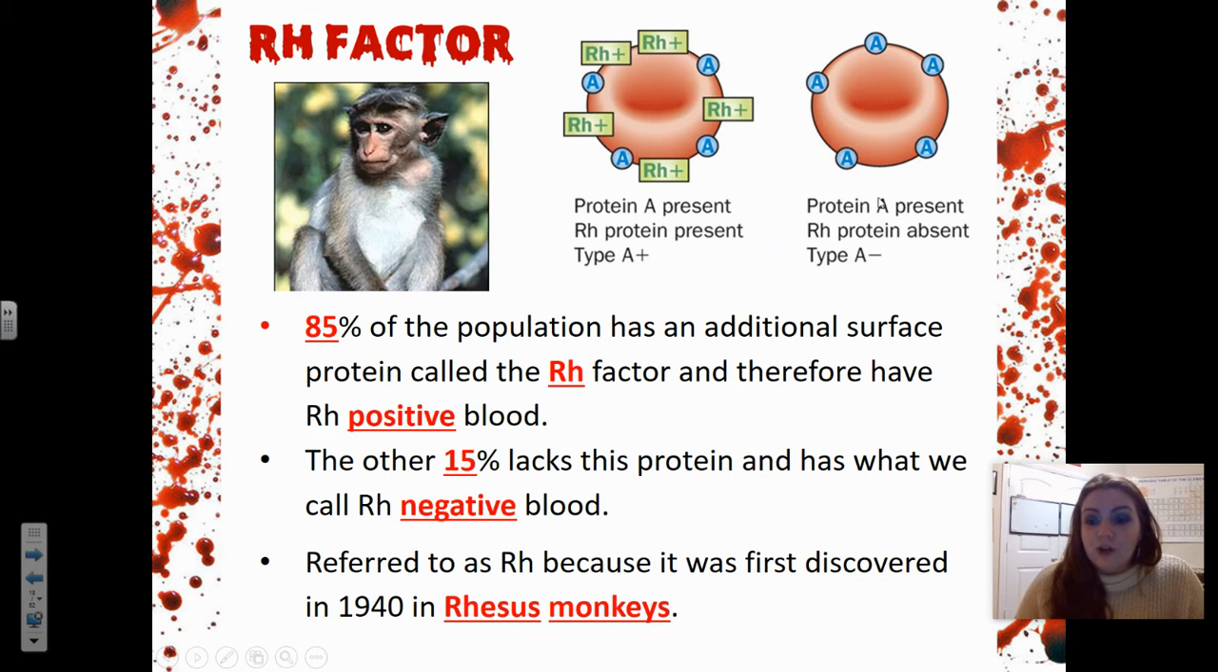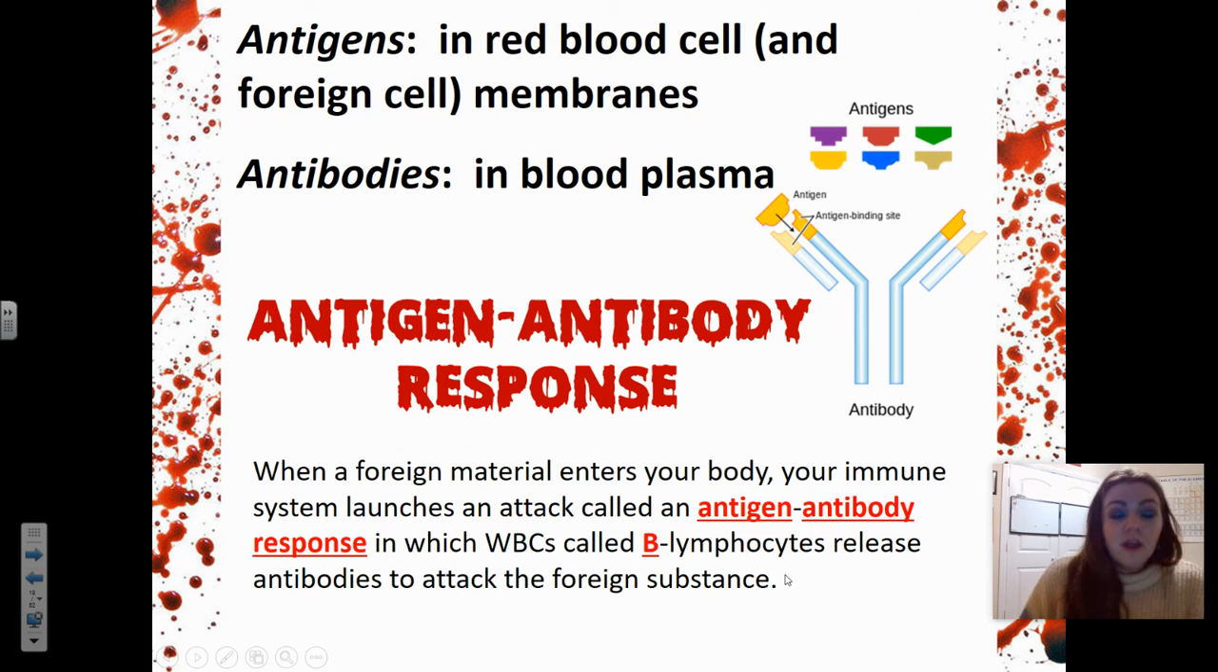It just means you're negative for not having it. You don't have it, so they're saying you're negative, just like if you had a negative test for COVID, you don't have it. Okay. So if you have a negative response for the Rh, it means you just don't have the Rh protein. So you're not positive. The other 15% lacks this protein and is what we call negative blood. So it's not anything about charge. It's just if you're positive, you have the protein. If you're negative, you don't. It's referred to as Rh because it was first discovered in 1940 with the rhesus monkeys.